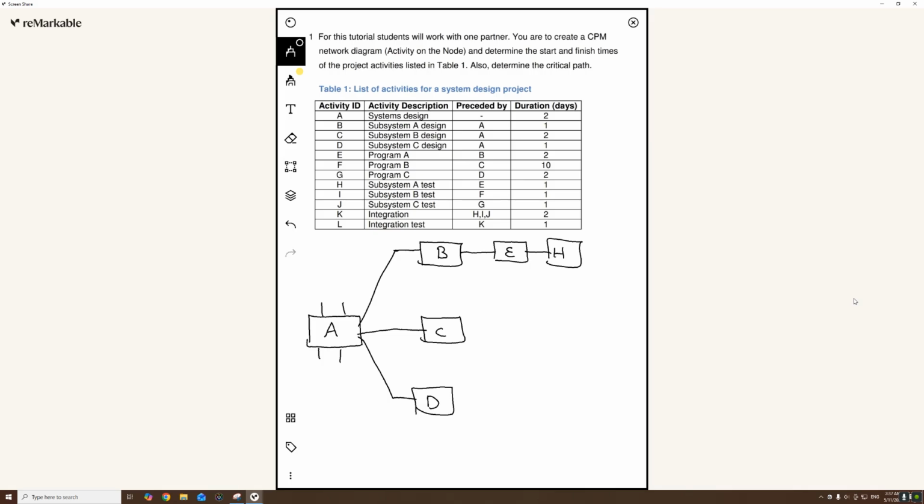Next, let's do activity C. Once again, only one. It's activity F. And I see only activity I requires activity F. Moving on to D, only activity G requires activity D. So again, it's another straight line. And with the same logic, you have J following suit.